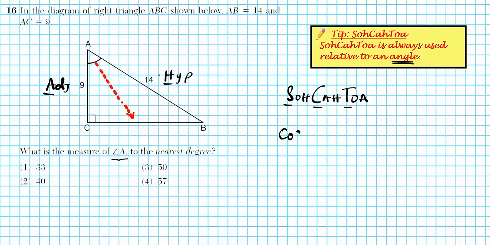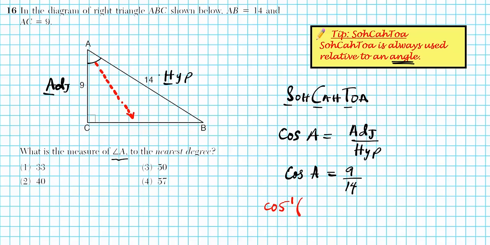So cosine of the angle A is equal to the adjacent over the hypotenuse. Cosine of angle A, we don't know what angle A is, equals the adjacent, which is 9, divided by the hypotenuse, which is 14. Now, how do we undo cosine and isolate angle A, the measure that we're looking for? Don't divide by cosine, that's inaccurate. In order to undo cosine, you have to use its inverse, known as inverse cosine or the arc cosine.